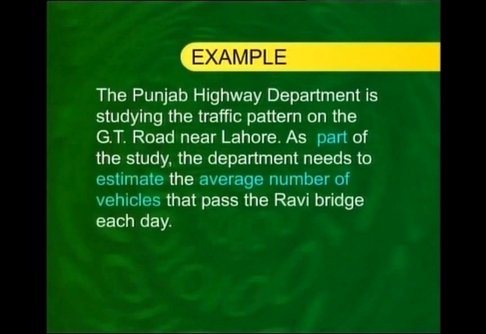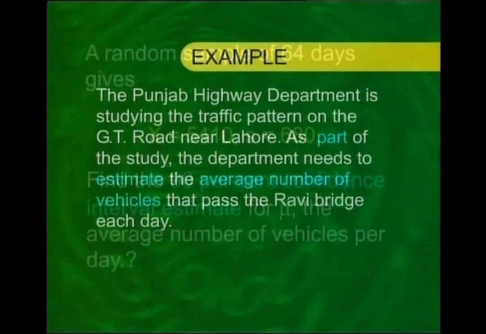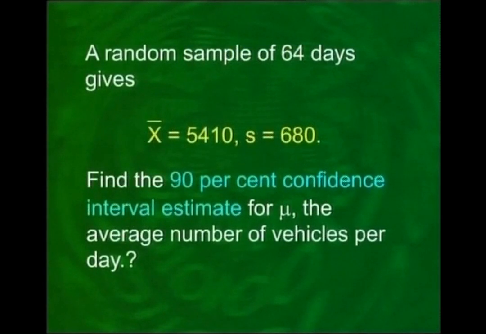The Punjab Highway Department is studying the traffic pattern on the GT road near Lahore. As part of the study, the department needs to estimate the average number of vehicles that pass the Ravi Bridge each day. A random sample of 64 days gives x bar equal to 5410 and s is equal to 680. Find the 90% confidence interval estimate for mu, the average number of vehicles that pass the Ravi Bridge per day.